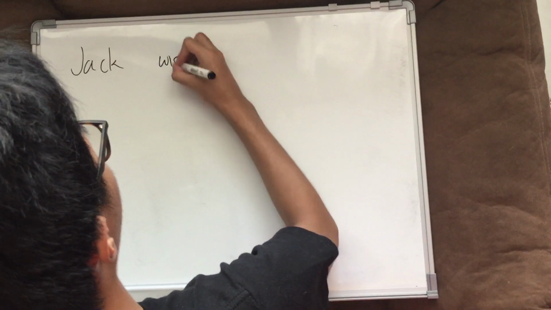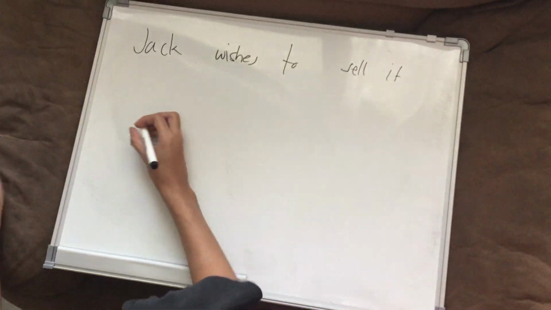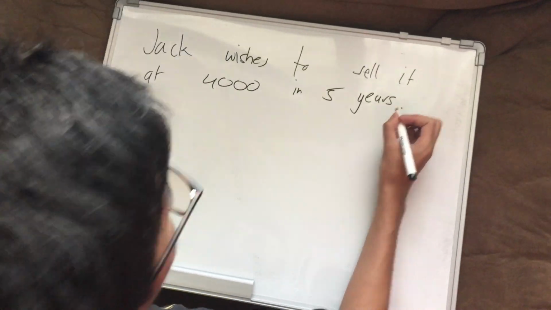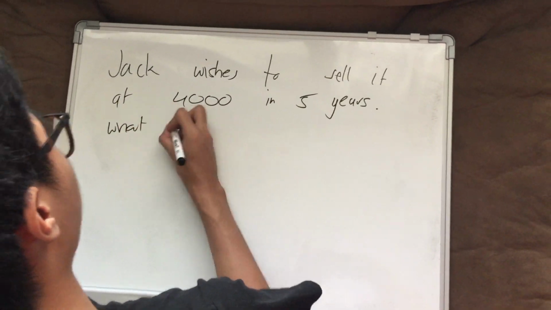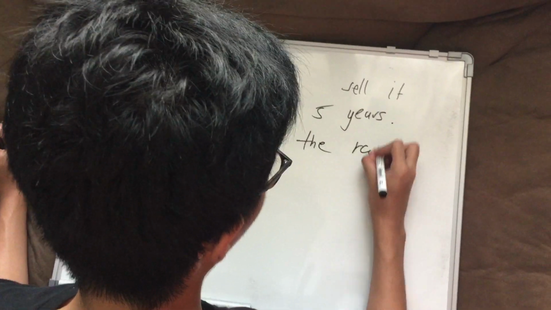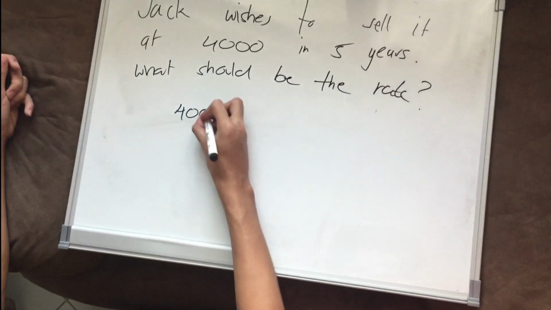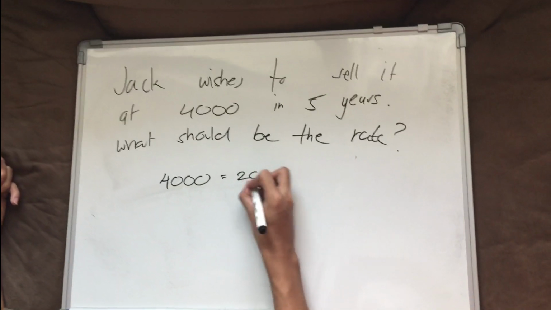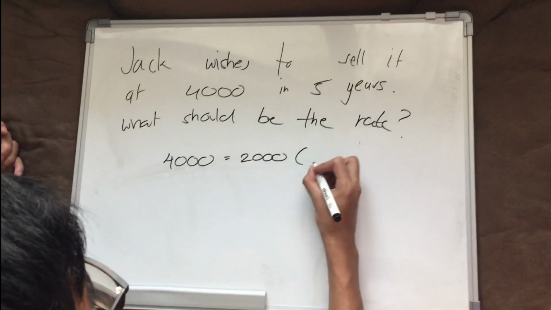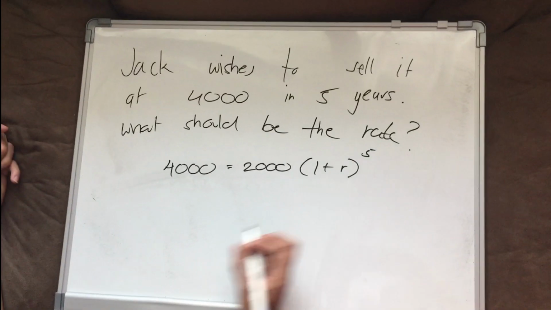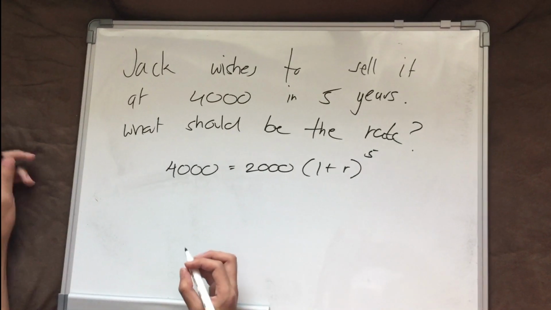Now, Jack realizes that 14.20 years is a little too long, and he wishes to sell it at 4,000 dirhams in 5 years. But what would the rate have to be to reach that value? Well, my friends, what we're missing here is R. We already have the final value, which is 4,000, we have the time, which is 5, and we have our initial value, which is 2,000. So, what we have to do is isolate R. Now pause. All that's missing now is R.